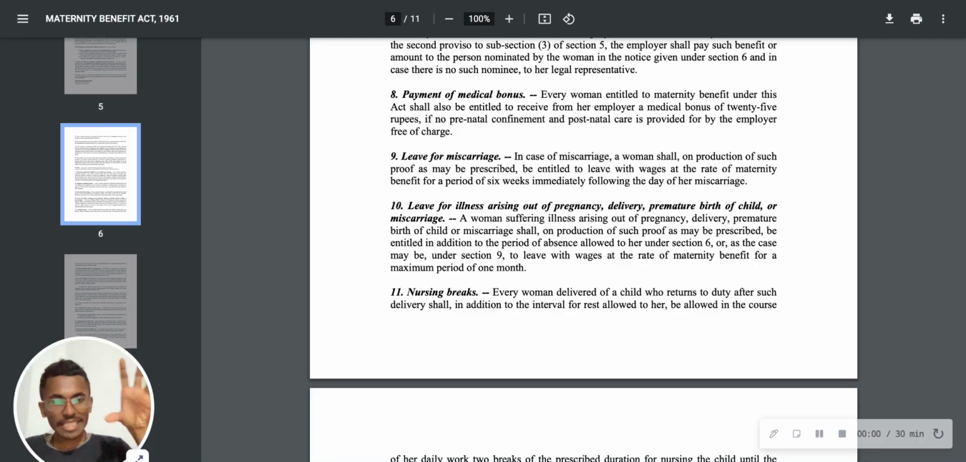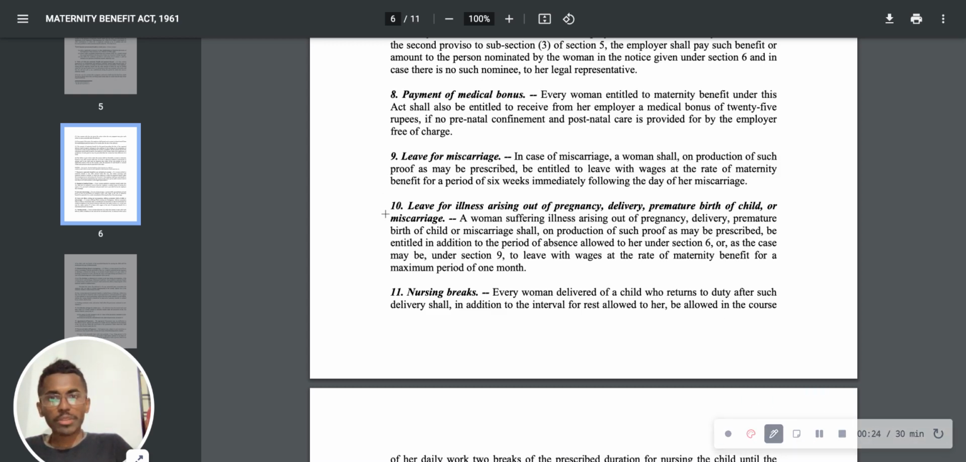Under the Maternity Benefit Act of 1961, there are important sections which we need to learn. Those sections we'll be dealing with one by one. I'll be mainly dealing with Section 10, Section 11, Section 12, Section 13, Section 14, Section 15 and Section 17 in much detail, because these are the important sections which you need to keep in your mind while you are understanding the Maternity Benefit Act.